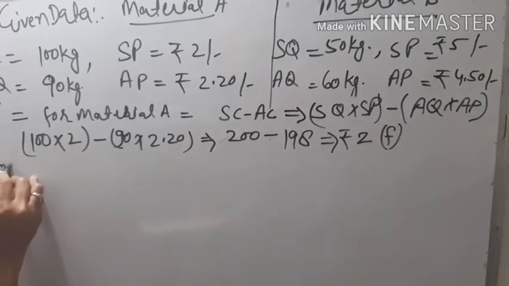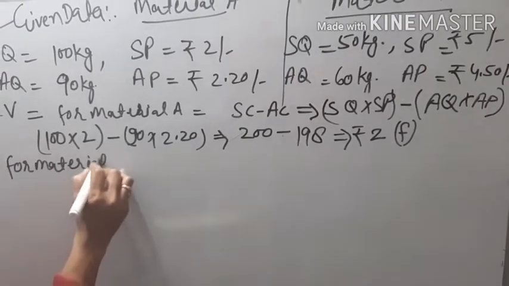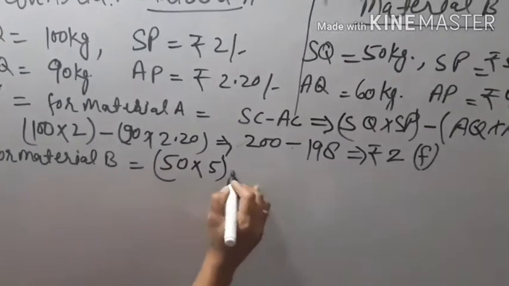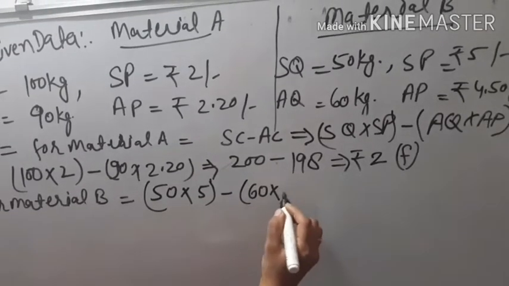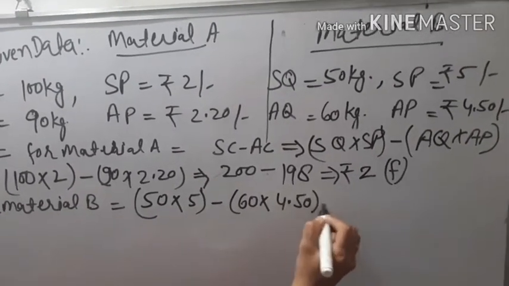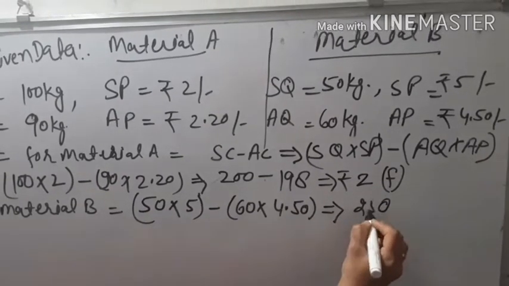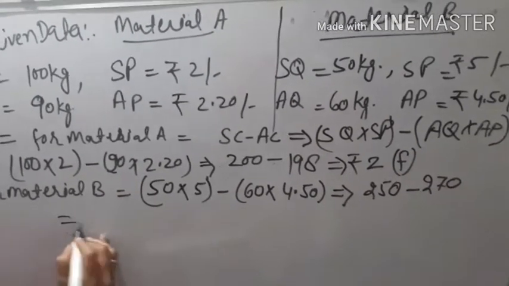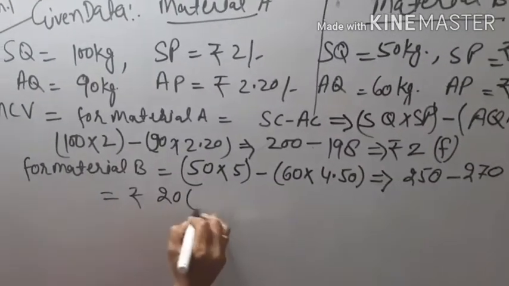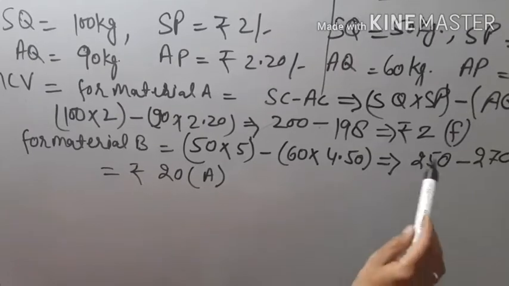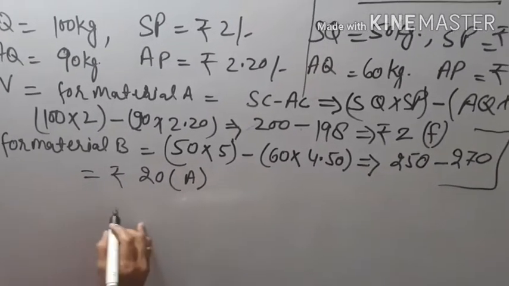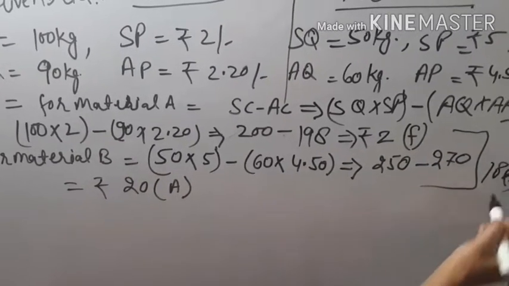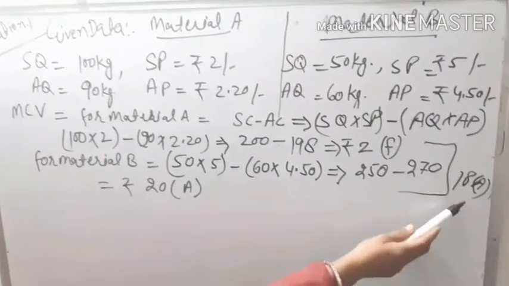Now we will calculate this for material B: standard quantity 50 kilograms, standard price rupees 5 minus actual quantity for material B 60 multiplied by actual price for material B. Now we will solve it. And this answer comes in negative form, so it will come in adverse form. Now from both of these results, the answer comes to 20 adverse and 2 favorable. Now the answer will come to 18 adverse. It comes to 18 adverse.